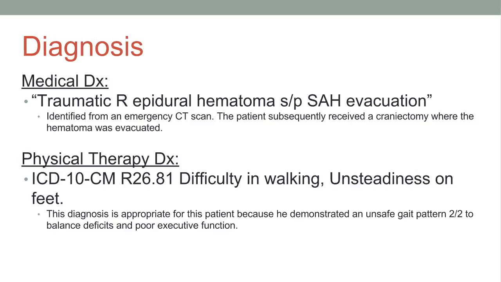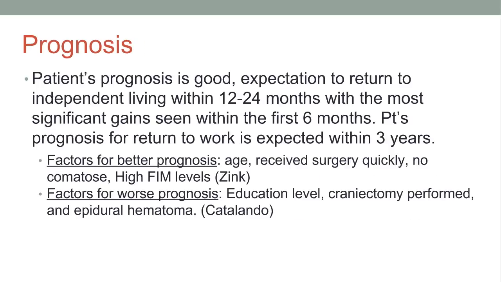Based on the diagnosis and his current representation of function, the prognosis for our patient is good. We expect that he will be able to be back in independent living within 12 to 24 months, with the greatest gains seen within the first 6 months. The typical prognosis for a patient with this diagnosis is around a 1 to 2 year time frame. However, there are several factors that can affect a patient for a better and more prolonged recovery.